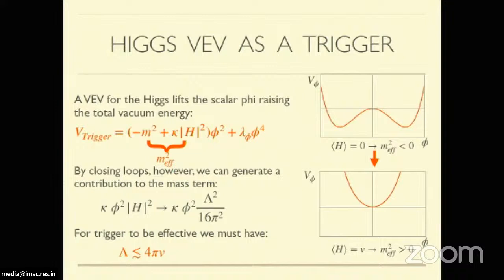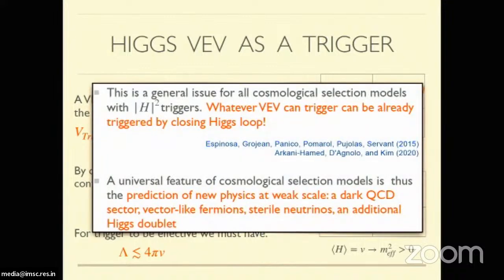Unless lambda is less than 4 pi v, you could already have had a term that did this for you, and so this kind of term is problematic for that reason. And this is, as I said, quite a general issue. In fact, it was argued in this paper that it's a generic issue: whatever can be triggered by H dagger H can also be triggered by closing the loop. Because of this, you have to do something more.